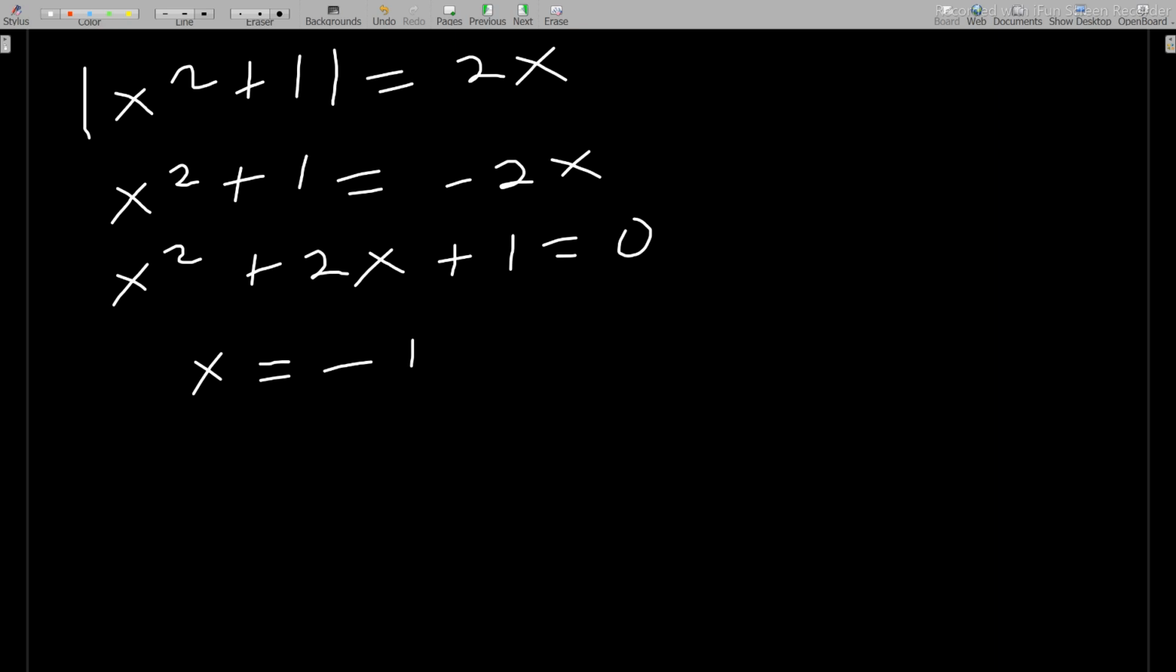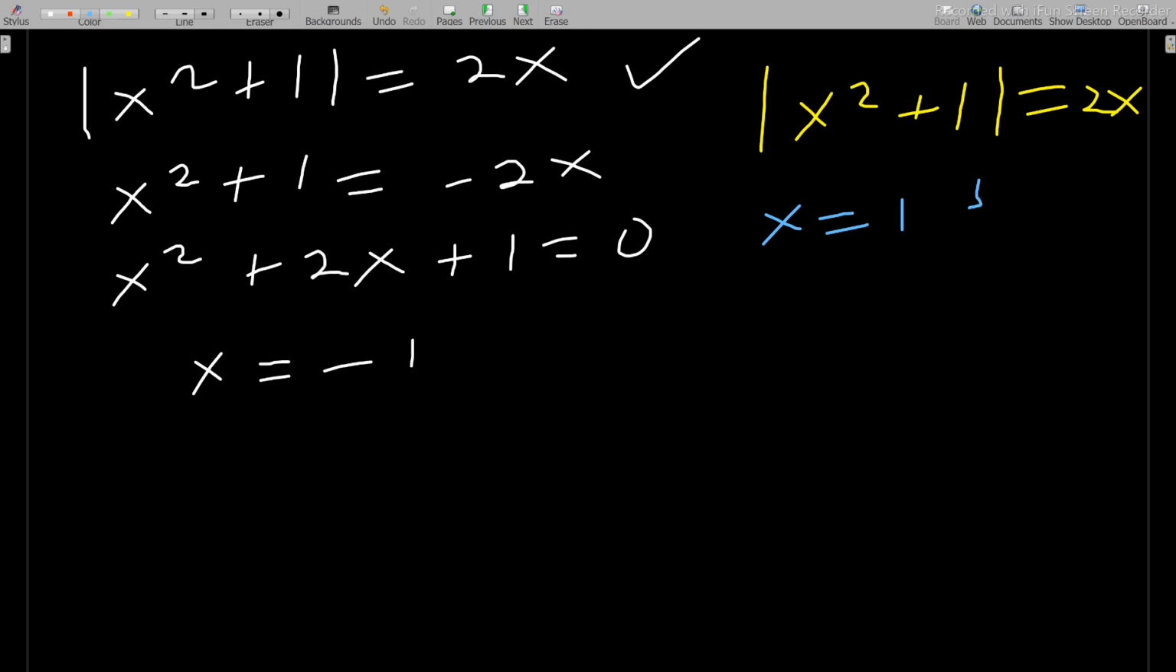So now with this, you have to test them and see. This is actually the question that was given: absolute of x squared plus 1 should be equal to 2x. So now we have two solutions. In the two ways, we have x equals 1 and x equals -1. So you have to test these.